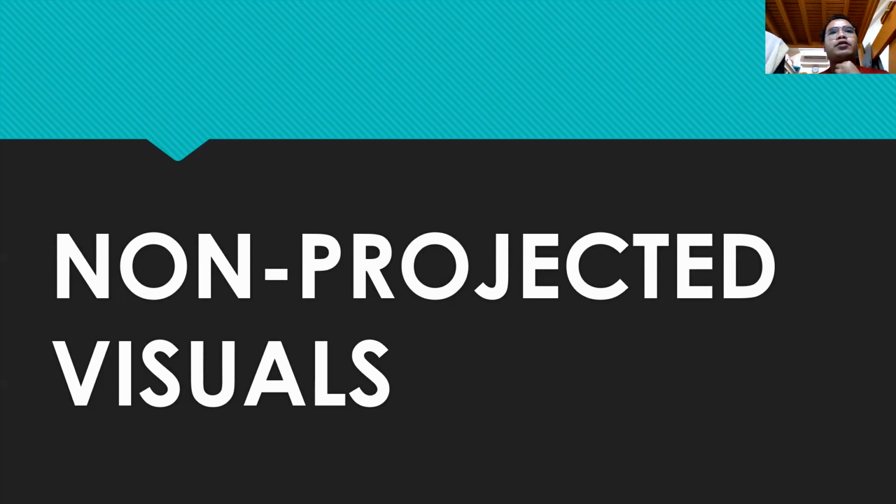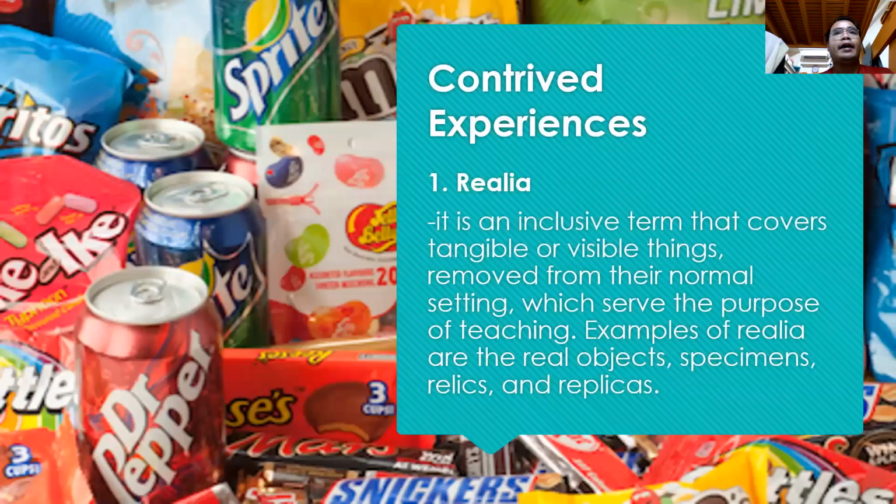Now, when we talk about non-projected visuals, people, these are visuals that cannot be projected on screen. And generally, there are different types. Meron tayong contrived experiences. Ang contrived experiences are, as I have mentioned, representations of reality. They may not be actually the real thing, but they could present to us in the best way the reality, okay? It could replicate reality. And one type of contrived experience is realia, okay?